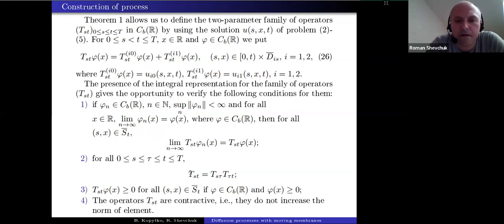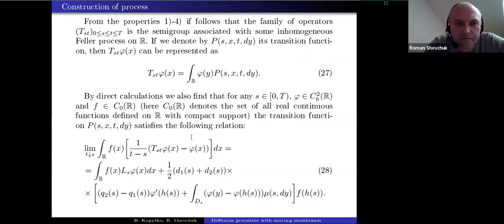For example, here we have the semigroup property. Property 3 is the property of non-negativeness. And for property 4, we prove that the operators T_{s,t} are contractive, that is, they do not increase the norm of an element. From properties 1 to 4, it follows that the family of operators T_{s,t} is the desired semigroup, a semigroup associated with some inhomogeneous Feller process on R. And if we denote by P its transition function, then T_{s,t} phi of x can be represented by relation 27.